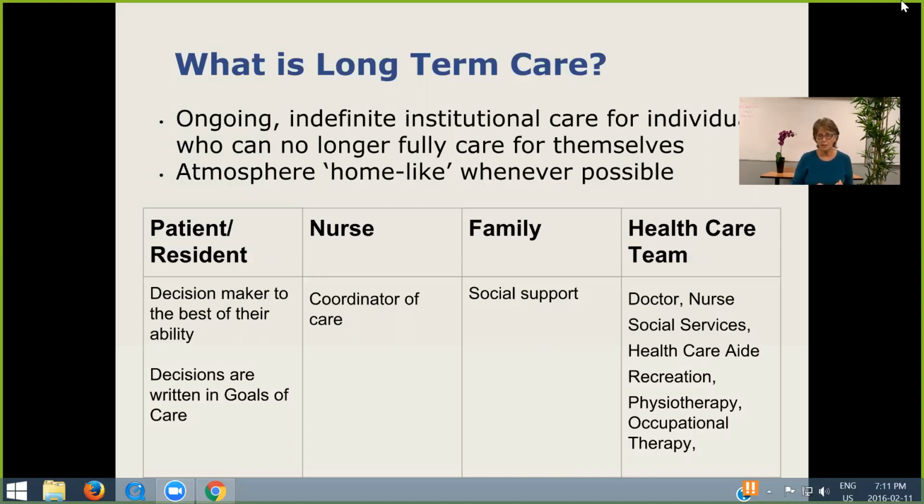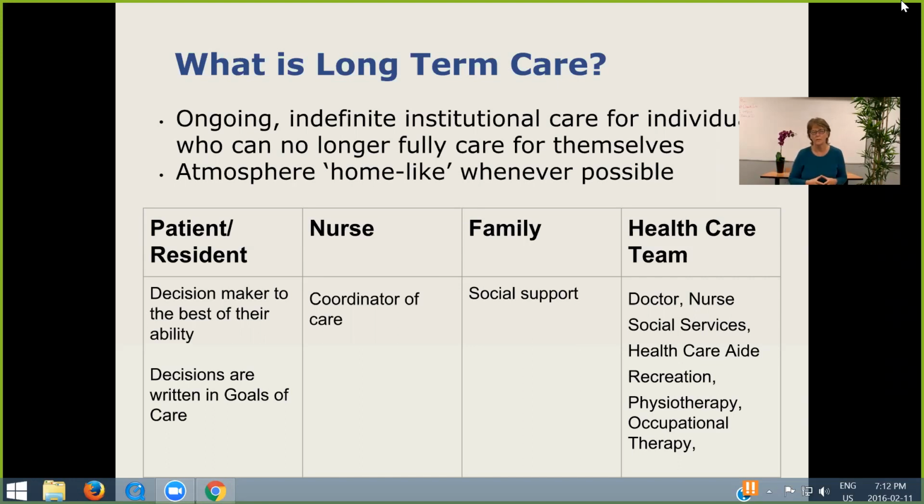That is part of patient-centered care, which is part of your standards of practice. Now, you might find in patient-centered care or long-term care that some of the people can't make decisions for themselves because of dementia or something like that. Then they have to have a substitute decision maker. And the decisions are written in the goals of care. When someone comes into long-term care, they have a written document of what they want done and what they don't want done.